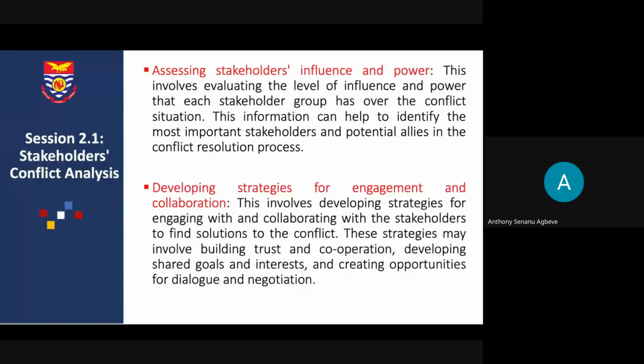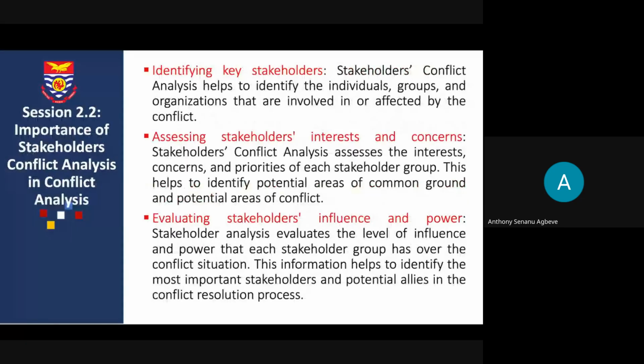So that the influence of those who wield more power will not override those who are less powerful, right? Because people feel they are being taken for granted because they feel someone is more powerful. There will be no negotiation and dialogue, right? So you need to develop those strategies so you can engage them and then bring about collaboration. So the benefits of using this approach is that it helps us to identify key stakeholders who are engaged or involved in the conflict, right?